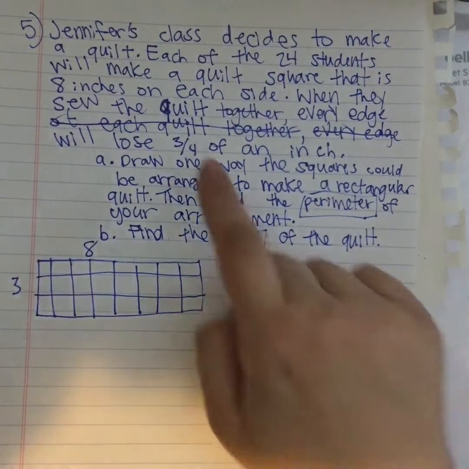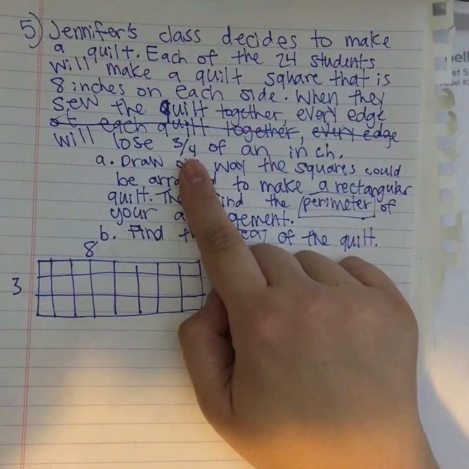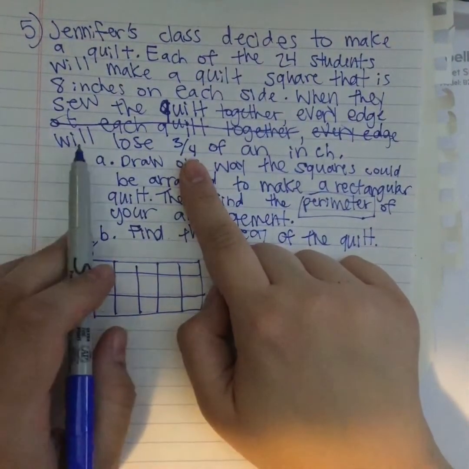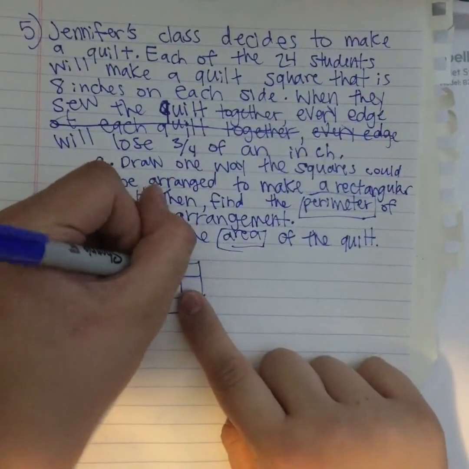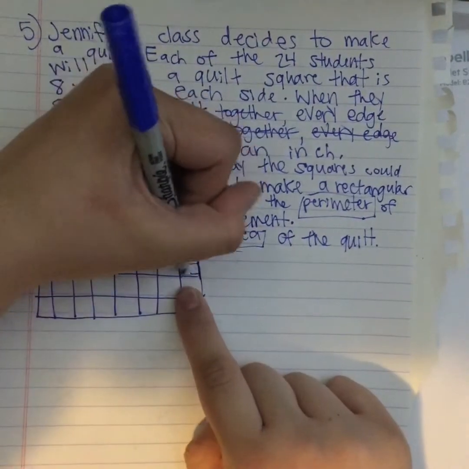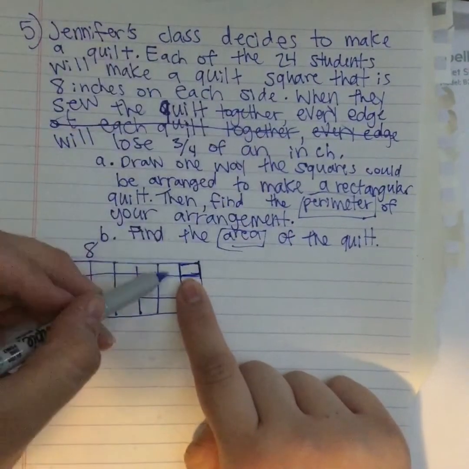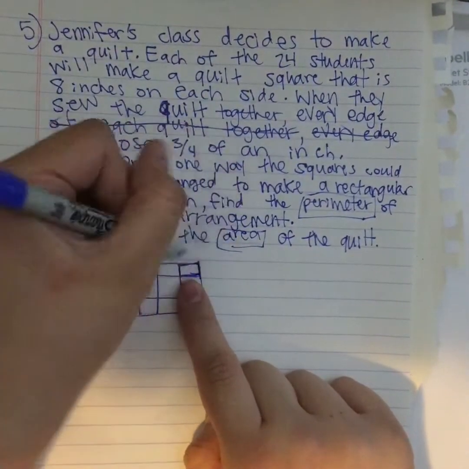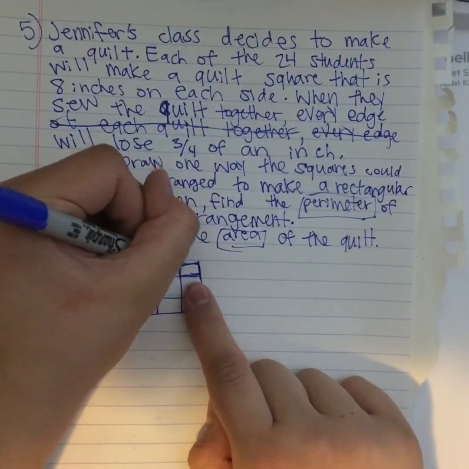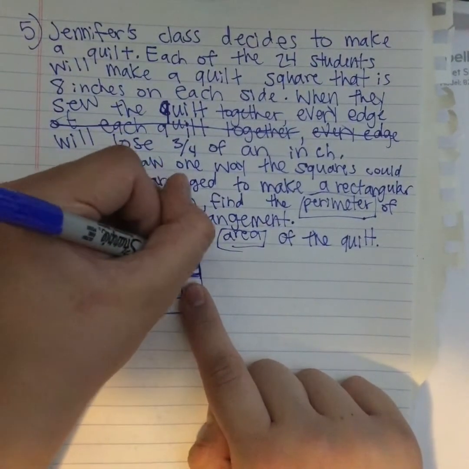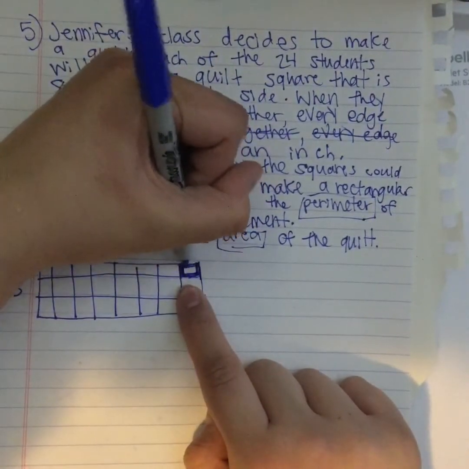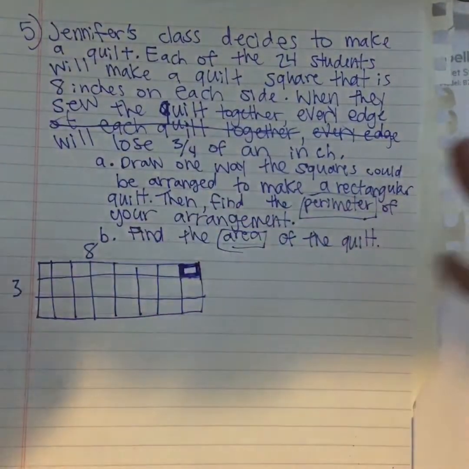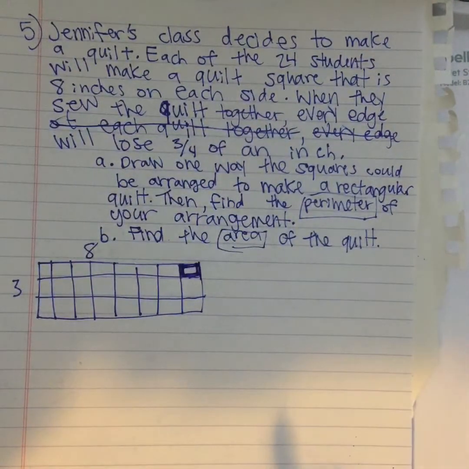Okay, so since our problem says we're going to lose 3/4 of an inch on each edge, we know that both edges on each side, plus these sides, will each lose that 3/4 of an inch. So when we're looking at this one, this has lost 3/4 of an inch, this has lost 3/4 of an inch, this one has, and this one has. So it still ends up being a square since all of it has lost that 3/4 of an inch.